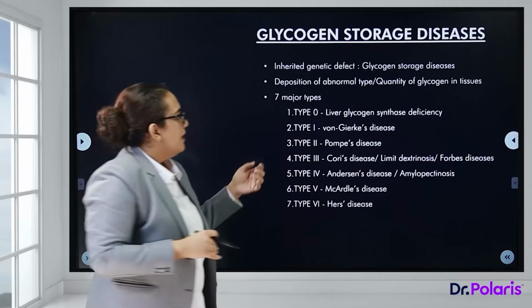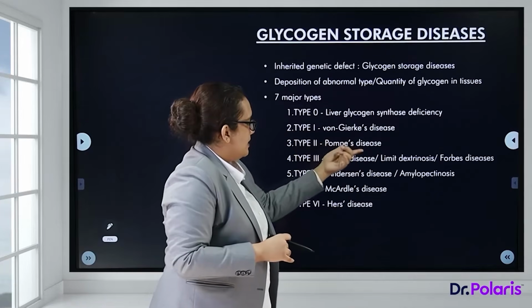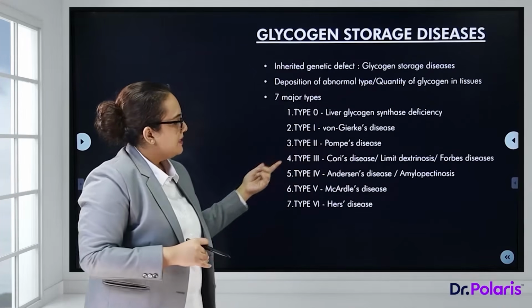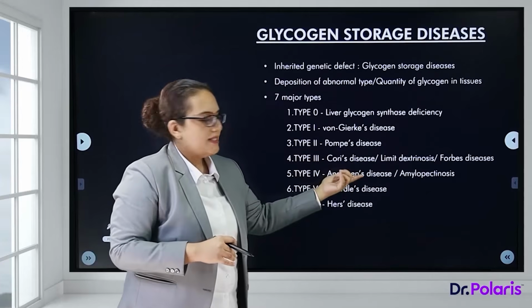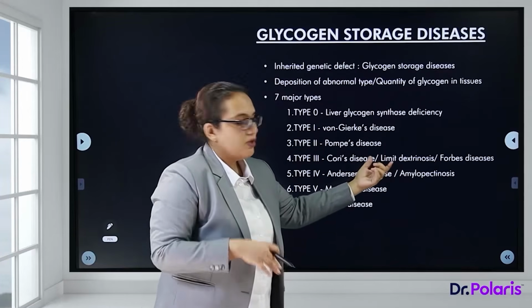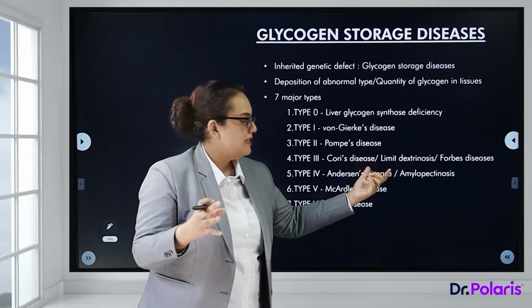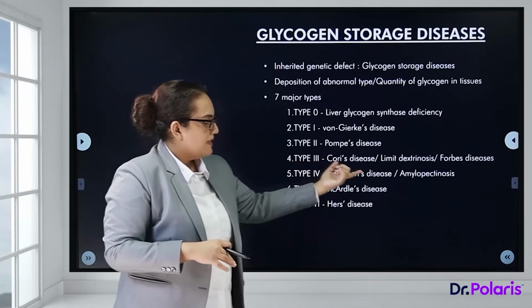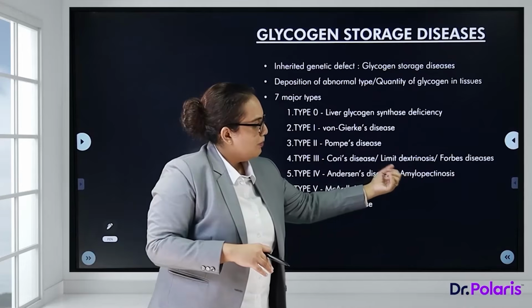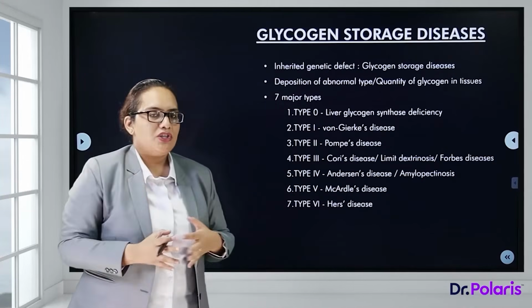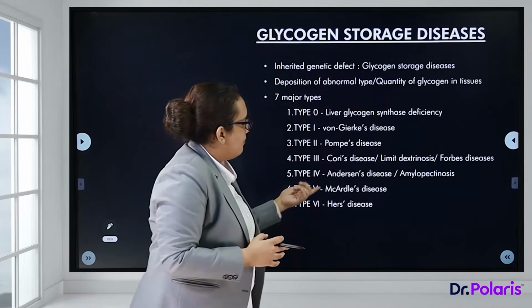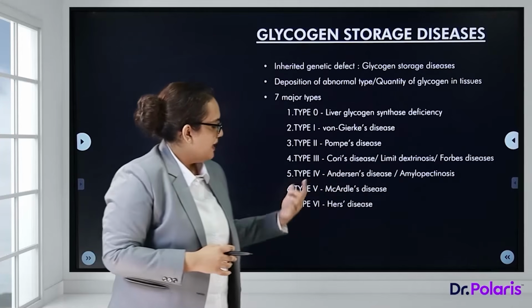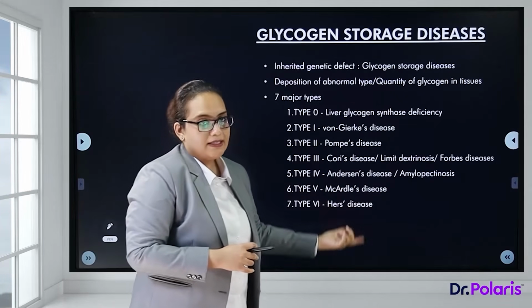Now, type 1 is Von Gierke's disease. Type 2 is Pompe's disease. Type 3 is called Cori's disease or limit dextrinosis because of the accumulation of limit dextrins, or it's also called Forbes disease. Type 4 is called Andersen's disease or amylopectinosis because of the accumulation of amylopectin. And type 5 is called McArdle's disease, and type 6 is called Hers disease.